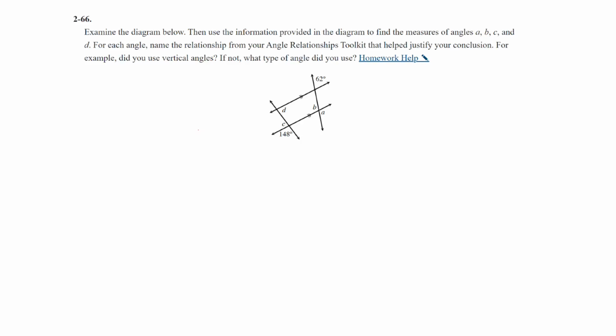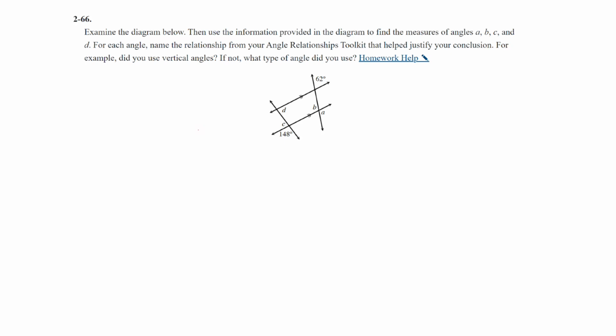Question 66, examine the diagram below. Then use the information provided in the diagram to find the measures of angles A, B, C, and D. For each angle, name the relationship from your angle relationship toolkit that helped justify your conclusion. For example, did you use vertical angles? If not, what type of angle did you use?